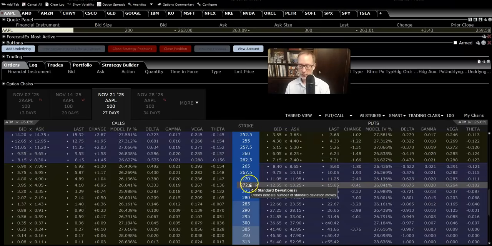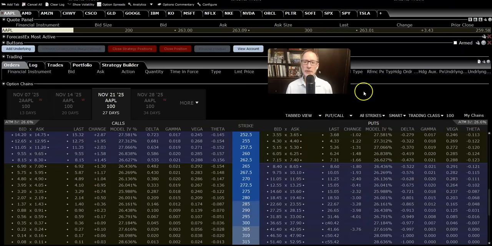So let me get out my calculator here and just do a little math real quick. We're looking at 262.5 plus 8.25. Your break even is $270.75. Apple needs to go up about $7.75 roughly in order for you just to break even.